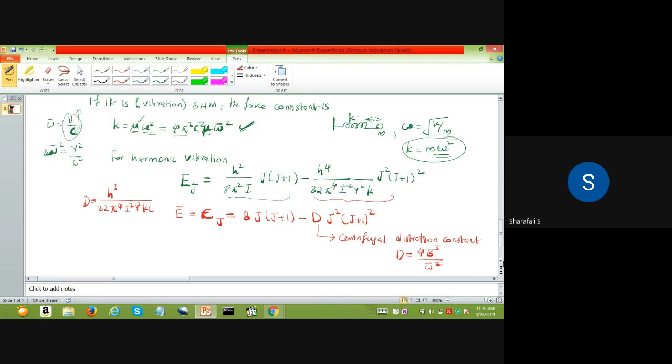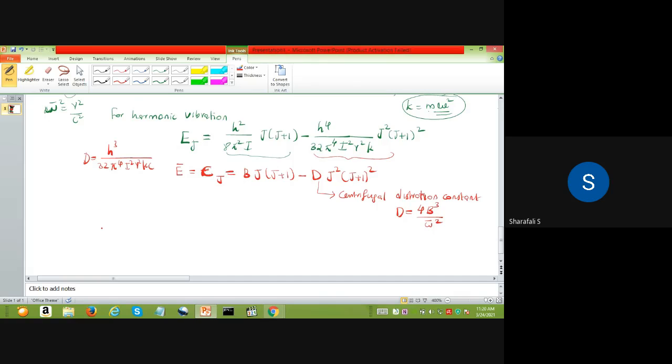And if it is not harmonic, that is, if the vibration is anharmonic, then we have this epsilon J, which is equal to D times J into J plus 1, minus D times, remember this is minus, D times J square into J plus 1 square, then plus the next term, H times J cube into J plus 1 cube, plus etc. Then we have another constant G, J raised to 4, J plus 1 raised to 4, etc. So for anharmonic vibration, additional terms will also come into this equation.